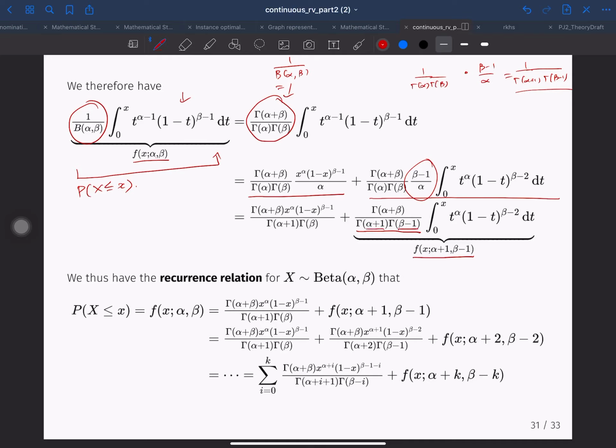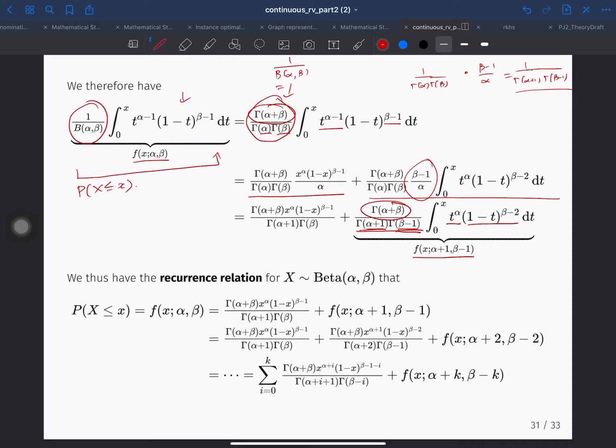Compare here where you have alpha factor alpha, gamma alpha, and gamma beta. Here you have gamma alpha plus 1 and gamma beta minus 1. The sum is still alpha plus beta, as you have here. And in the integration here, you have t to alpha versus t to alpha minus 1, and 1 minus t to beta minus 2 versus 1 minus t to beta minus 1.